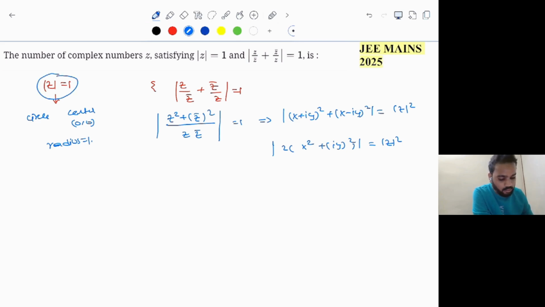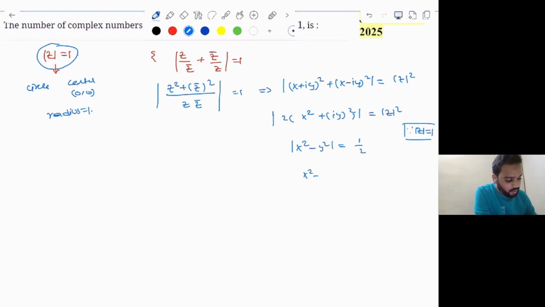So you take that mod z is equal to 1 and substitute in the right hand side part, from which you get modulus of x square minus y square is equal to 1 divided by 2, since mod z is equal to 1. And I have taken the 2 to the right hand side here. That part you can notice. And here iy whole square is nothing but i square into y square, which is minus y square. Okay. Now, when you open the modulus sign here, we get this as x square minus y square is equal to plus or minus 1 by 2.